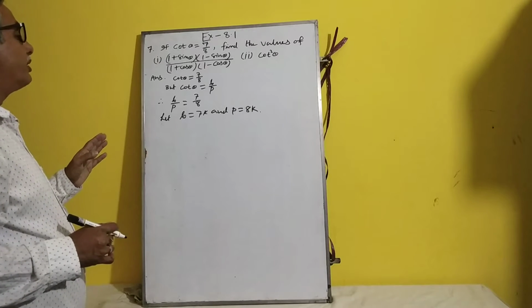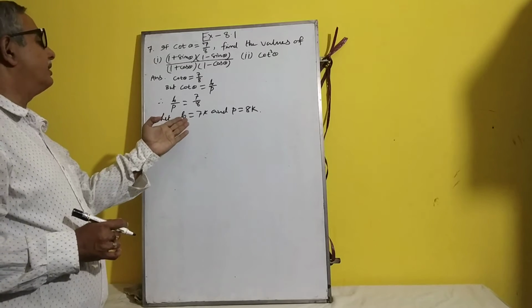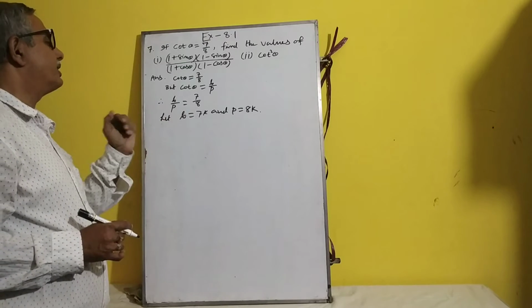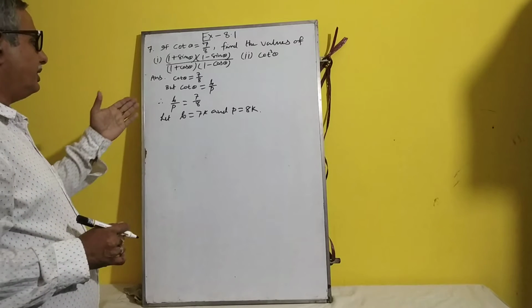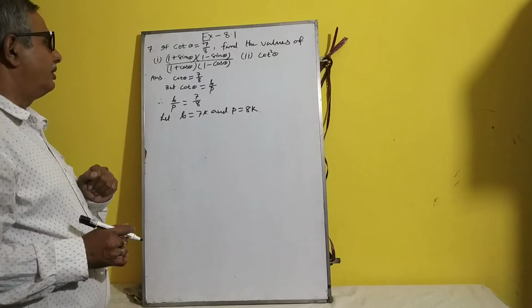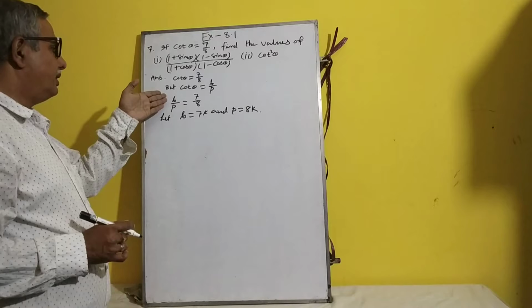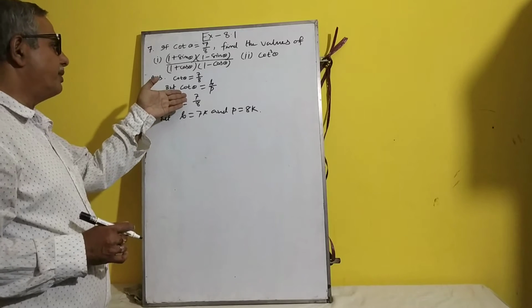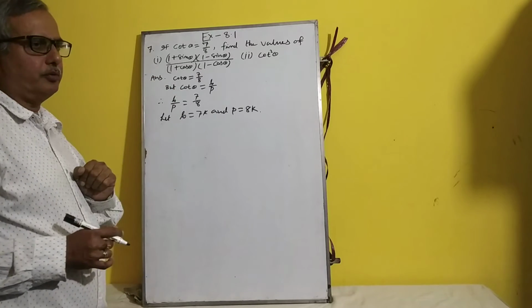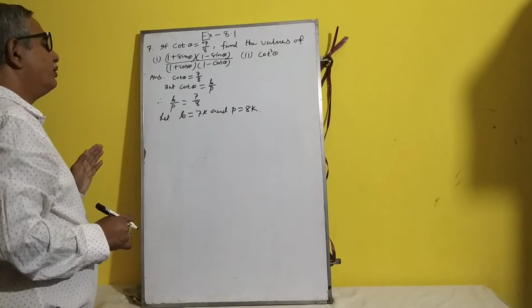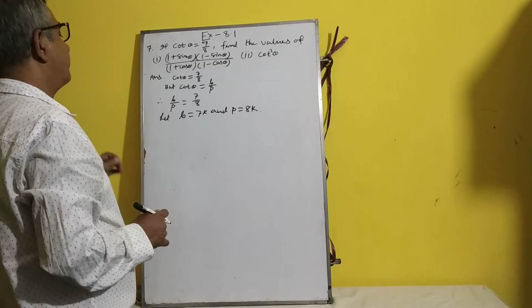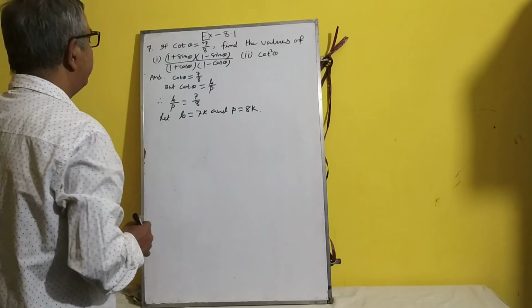Some of the students are doing what? Instead of writing K, simply they are writing B is equal to 7, P is equal to 8. It will be wrong because it is the ratio. Instead of B by P is equal to 7 by 8, it may be written 14 by 16 also. So this is only the ratio. Whenever you are getting the ratio, there you must suppose some constant.